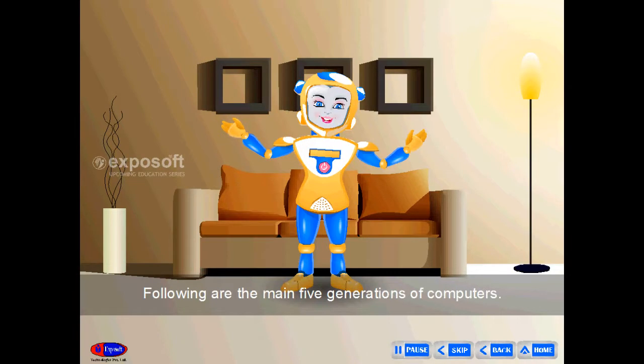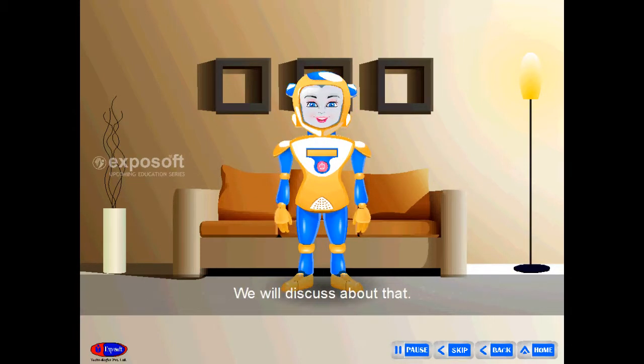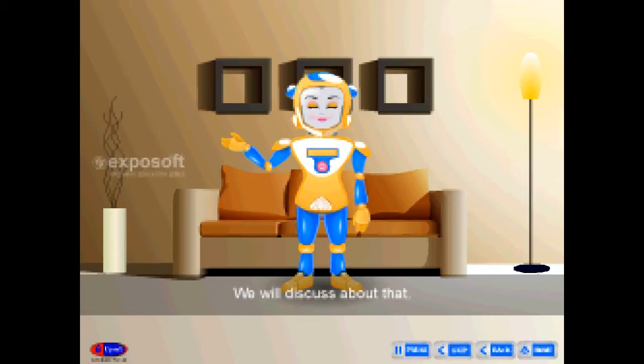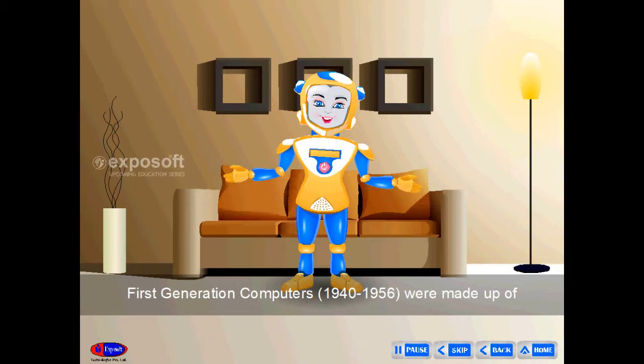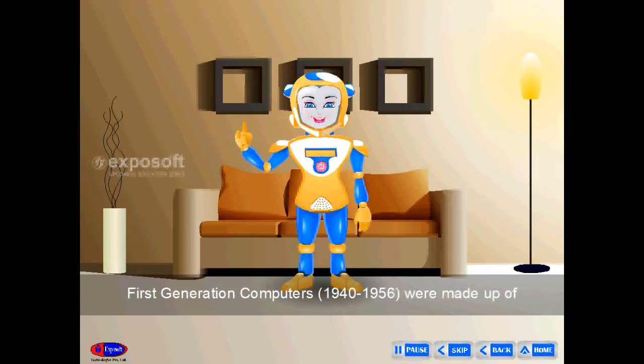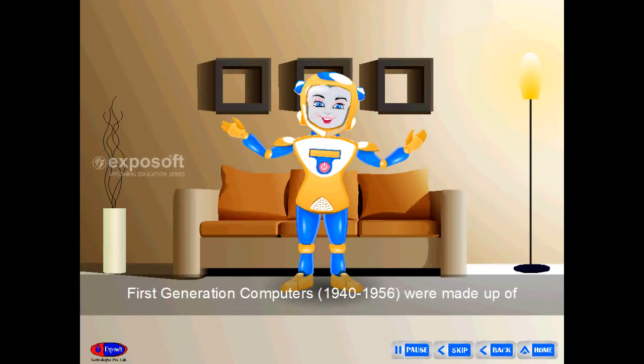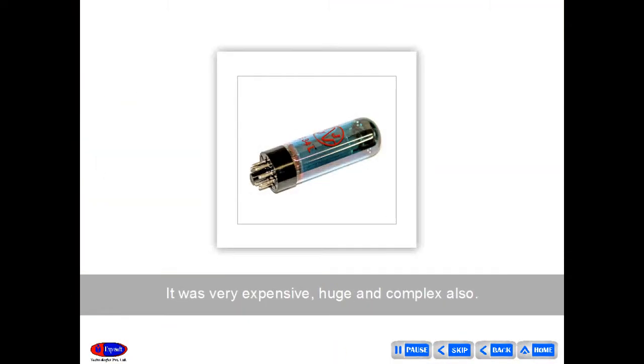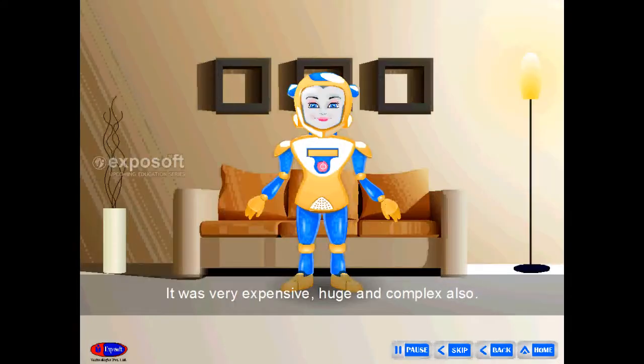Following are the main 5 generations of computers. We will discuss that. First generation computers, 1940 to 1956, were made up of vacuum tubes. It was very expensive, huge, and complex also.